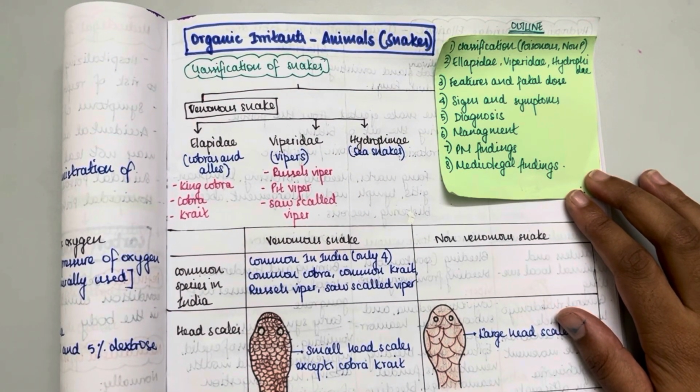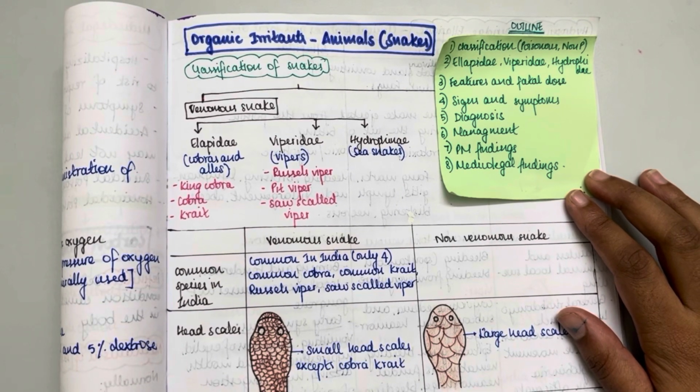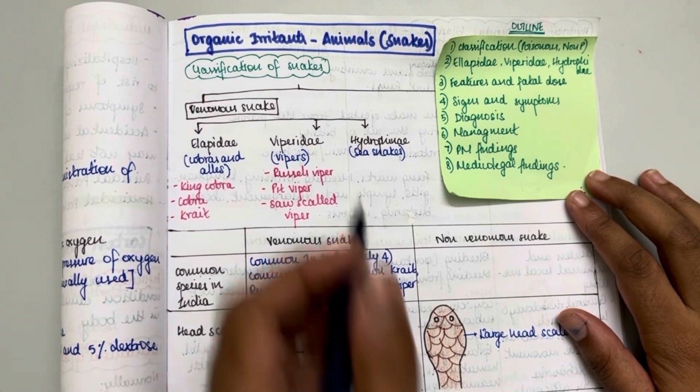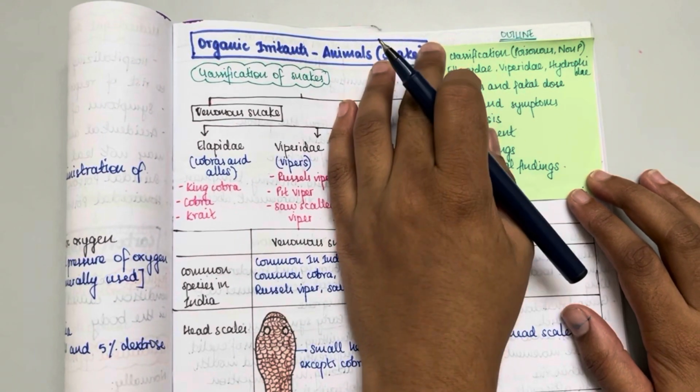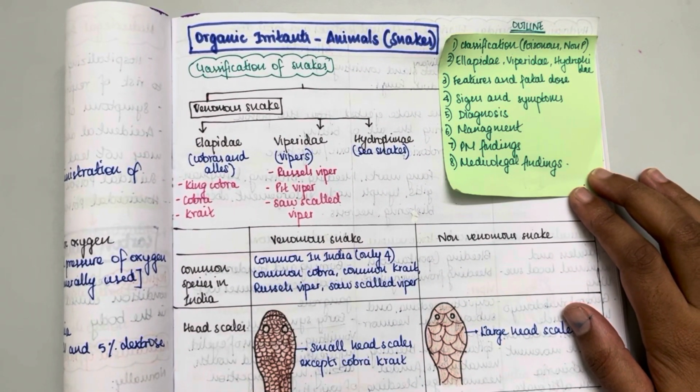So in today's video, we are going to discuss yet another important toxicology topic, that is organic irritants in snakes. So it is a very important essay question for forensic exam. Let's see that in detail.